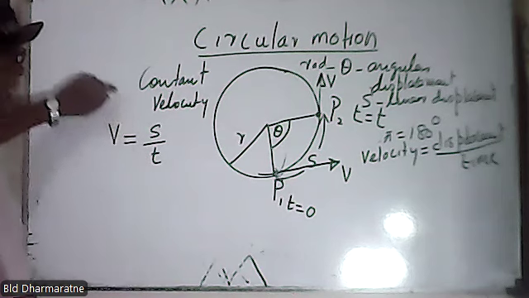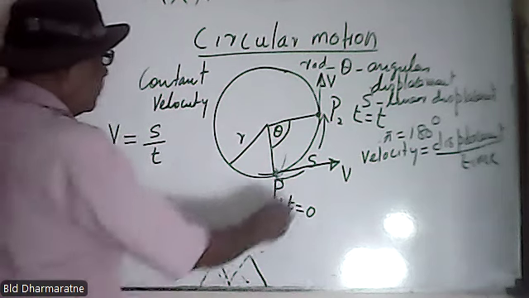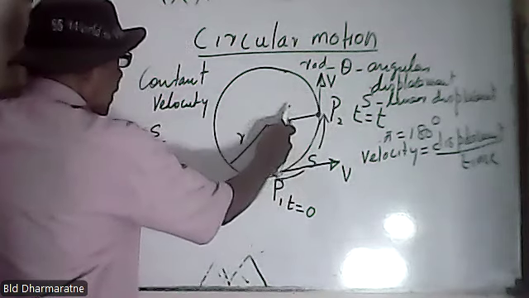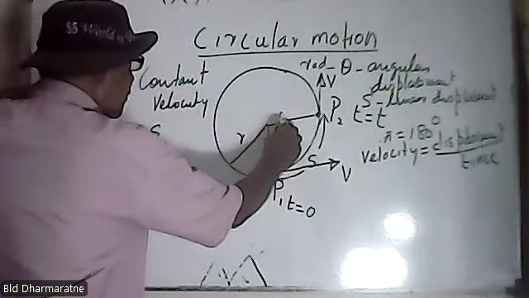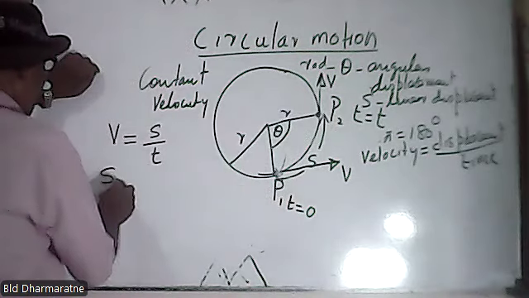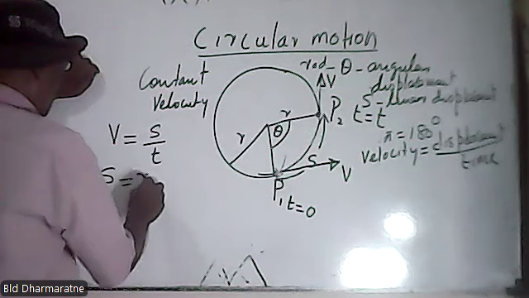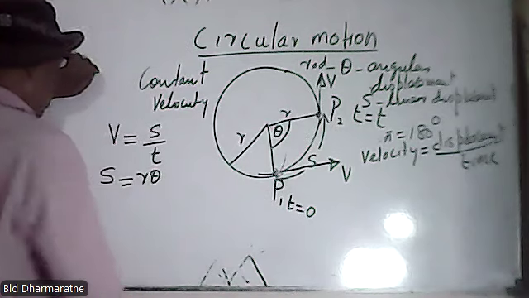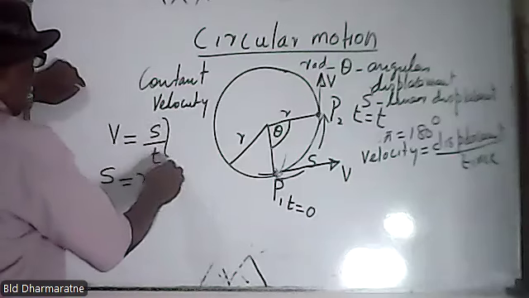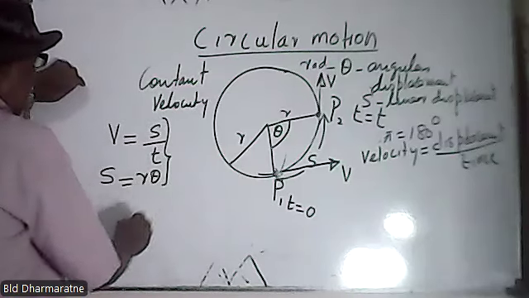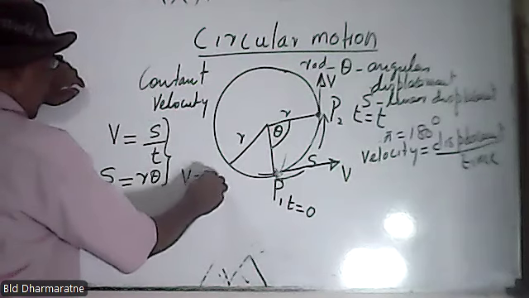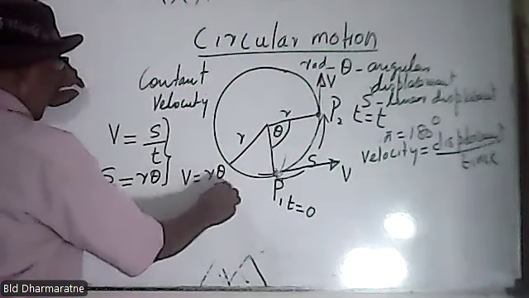In trigonometry, this formula holds. This is the length S, this is the subtended angle theta, and R is the radius. All the time S equals R theta. Here, taking both, we can say V equals R theta over T.